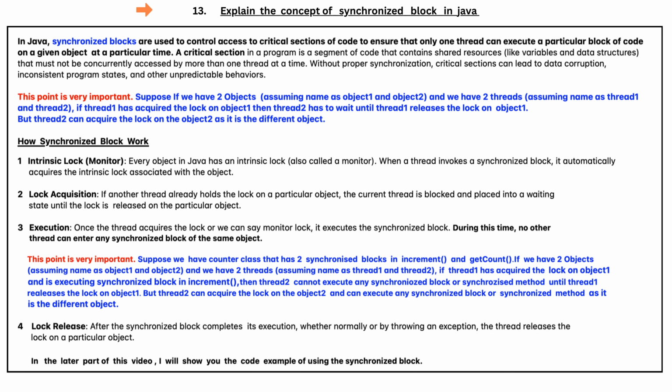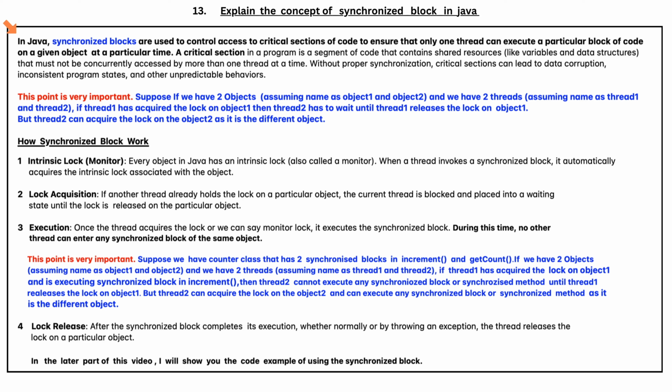Explain the concept of synchronized blocks in Java. In Java, synchronized blocks are used to control access to critical sections of code to ensure that only one thread can execute a particular block of code on a given object at a particular time.